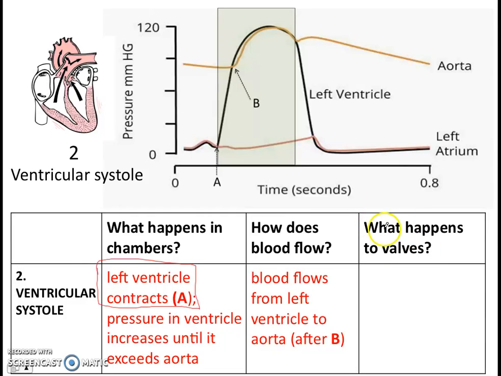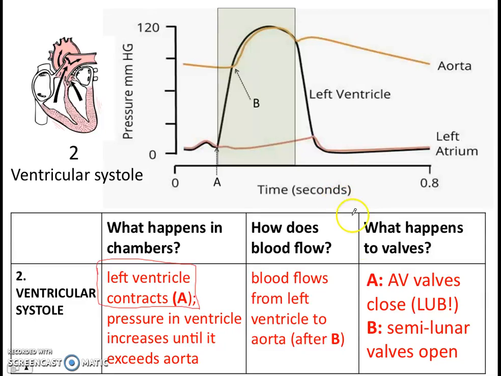So what happens to the valves? Well, there are two important points you need to know here. First, let's look at point A. Now at point A, the atrioventricular valve, or the bicuspid valve, closes. And there is a sound that takes place when the valve closes, which is the lup.